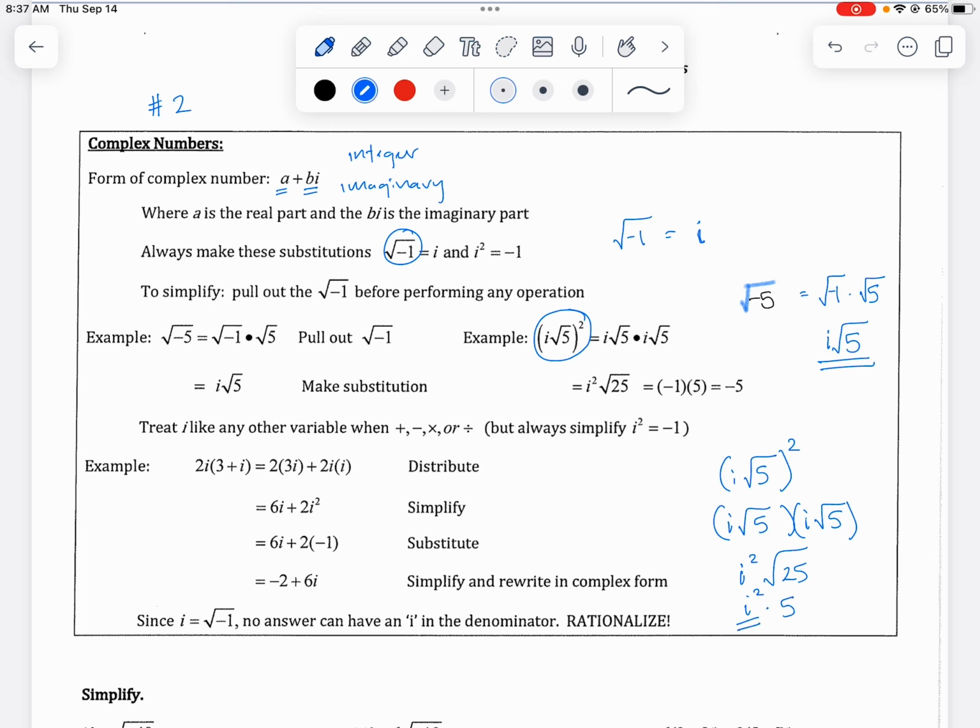But remember that i squared is really the square root of -1 times the square root of -1. And when you do that, you end up with -1. Because you're taking the square root times the square root, those would cancel, and you just get -1 times 5, and you end up with an answer of -5.